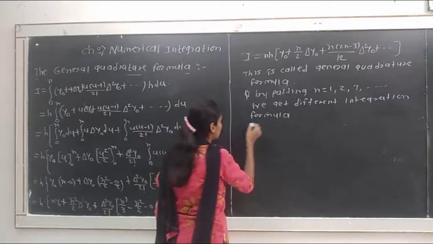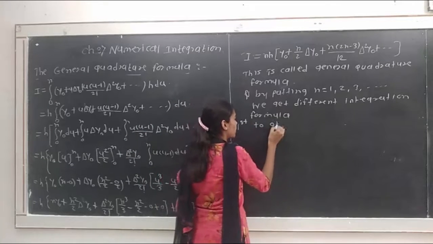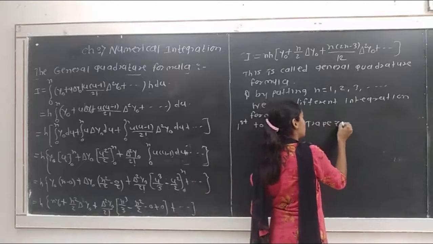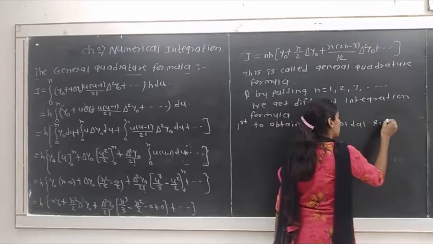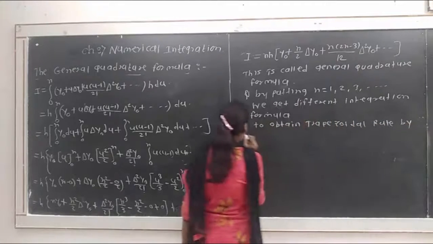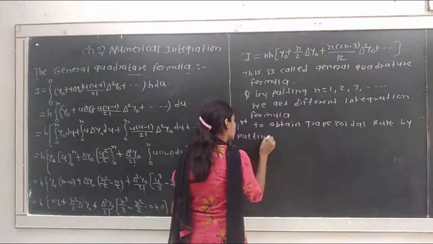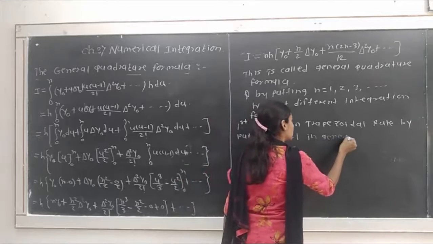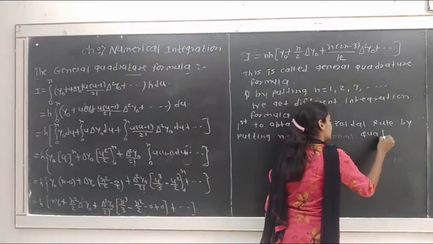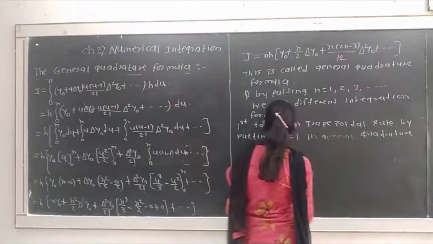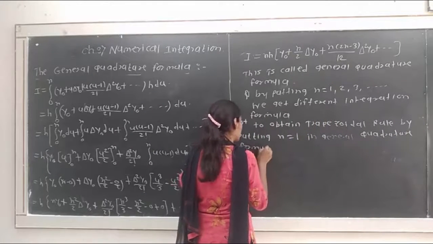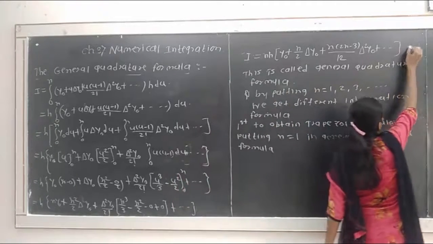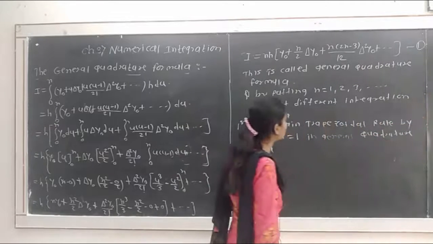So first, to obtain the trapezoidal rule by putting n is equal to 1 in the general quadrature formula. Here we put n is equal to 1 in the general quadrature formula. Take it as question number 1, that is this integral.